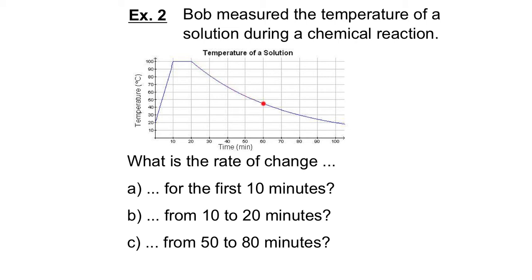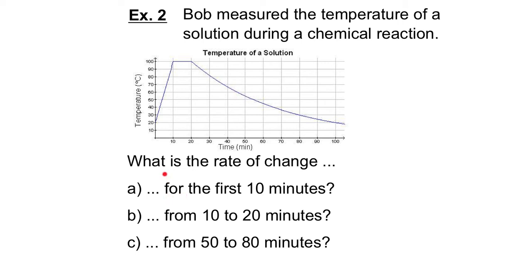the temperature cools, not at a constant rate of change. Notice that it's a curve instead of a straight line. So that means the rate of change is not constant for this amount of time. Okay, so the solution heats up, stops heating up, and then cools down more gradually.